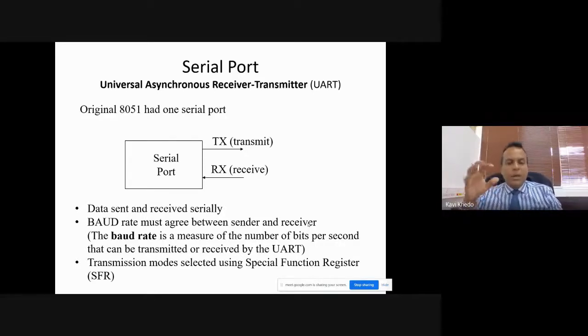Otherwise, if you're transmitting faster than you receive, you'll be losing data. So you need to set this parameter, the baud rate, at which you are transmitting and receiving. Otherwise, you'll be losing data. And the transmission mode is selected using a special function register to specify whether you are doing a transmit or a receive.